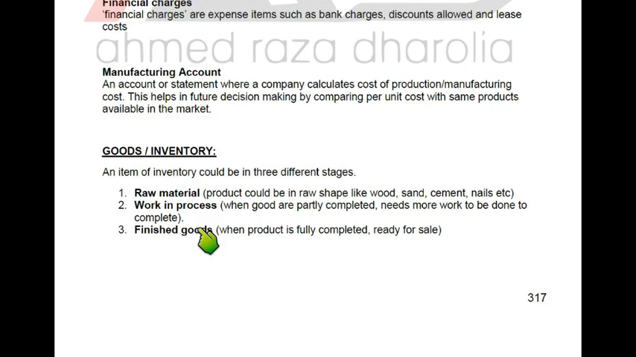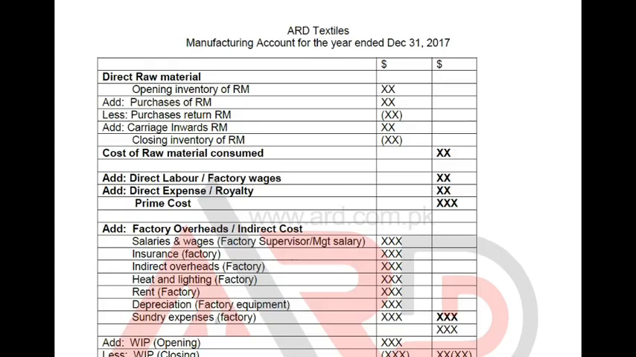Finished goods are goods that are ready for sale, that are waiting for their customers to come and buy them. There are three types of inventory in a manufacturing environment: material, labor, and expenses. Let's move a bit further.